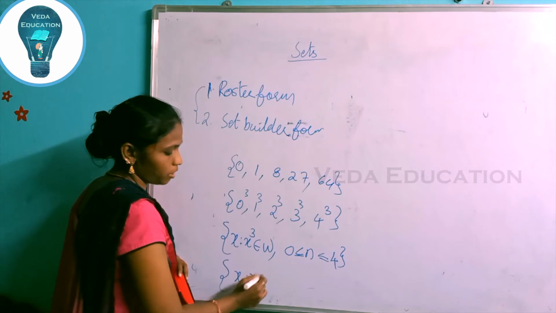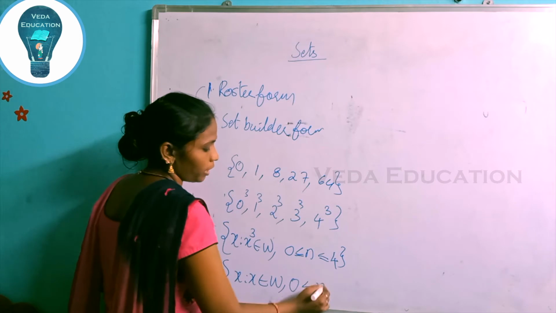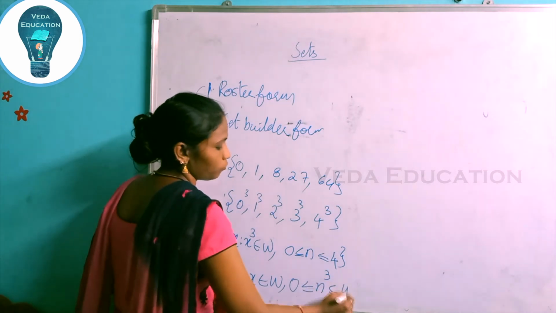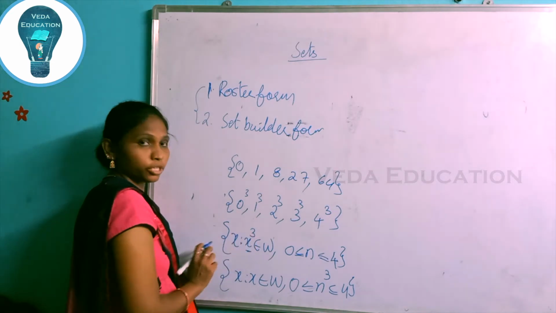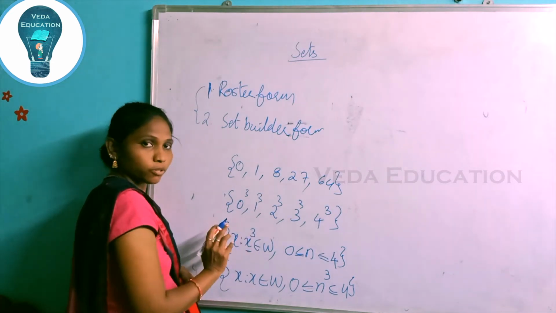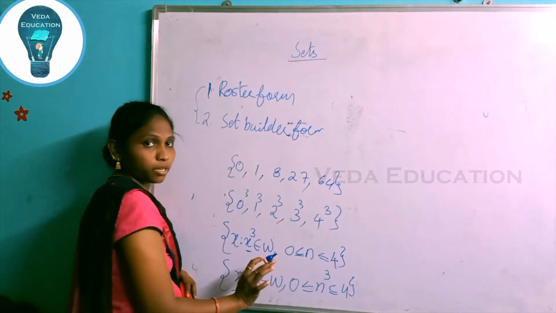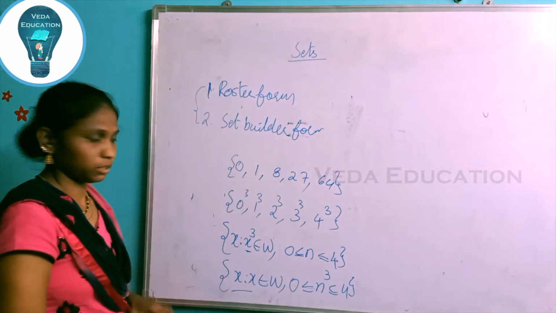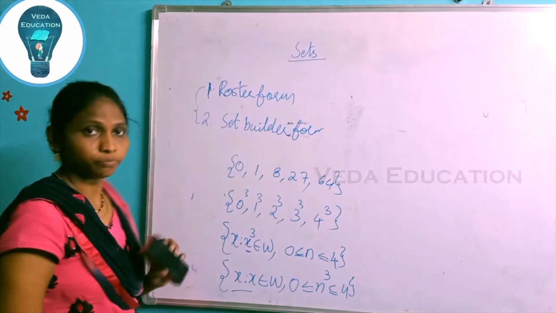X such that x belongs to whole numbers, and 0 less than or equal to n cube less than or equal to 4. First, you can immediately mention here x such that x cube also you can write. Here x such that x, and here n also you can mention. What is happening? What if both are correct? This is set builder form to roster form, roster form to set builder form.